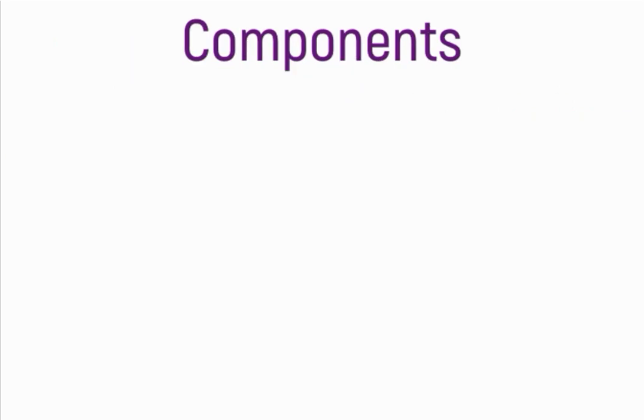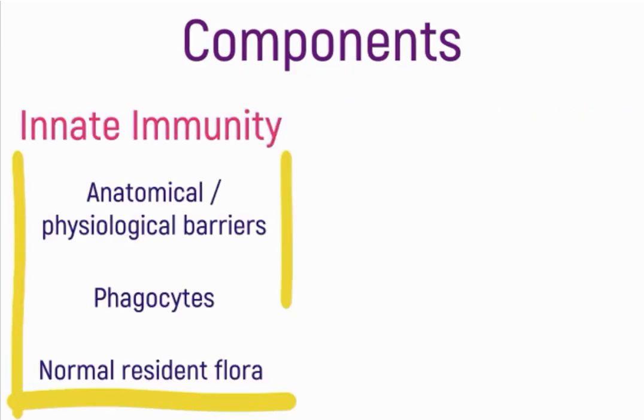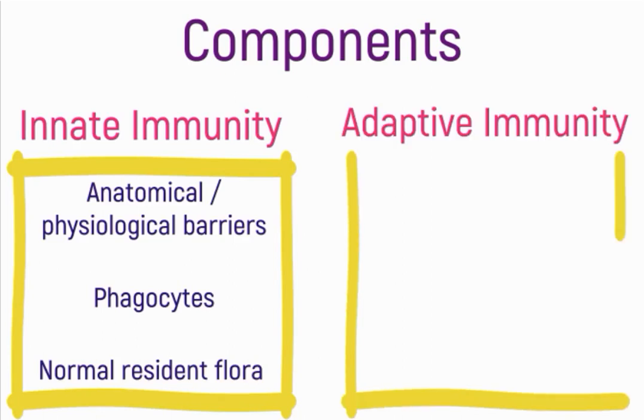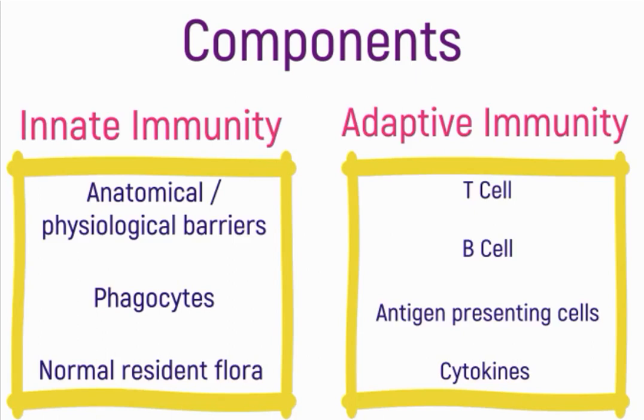The components of innate immunity are anatomical or physiological barriers like skin, mucus membrane, temperature, pH, etc., phagocytes like monocytes, macrophages, neutrophils, and normal resident flora, while the components of adaptive immunity are T cells, B cells, antigen-presenting cells, and cytokines.